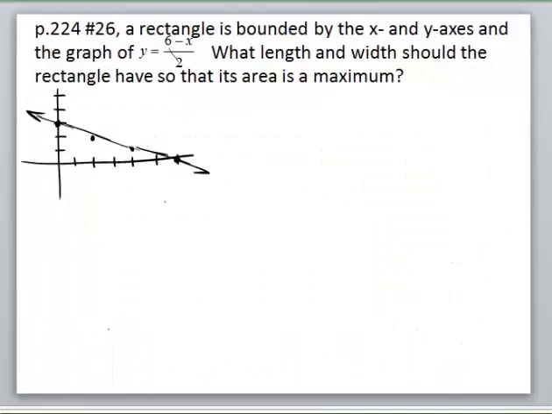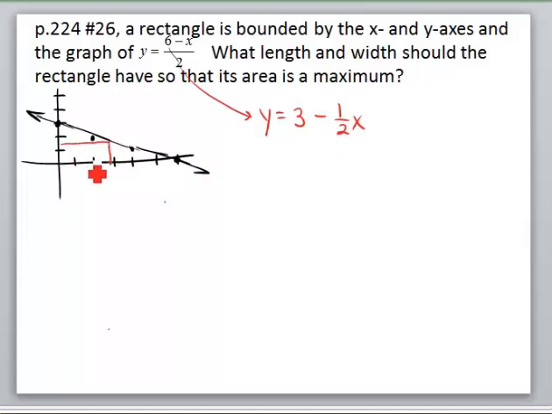Okay, on the last video I got cut off and I cut myself off from that. What I was saying is that I have one more problem left to do, and I'll do that on this video. So this talks about a rectangle being bounded by the x and y axis and the graph of 6 minus x divided by 2. That really is the equation 6 divided by 2, which is 3 minus 1 divided by 2, which is 1/2 x. So that's this line right here, and it's bounded by the x and the y axis.